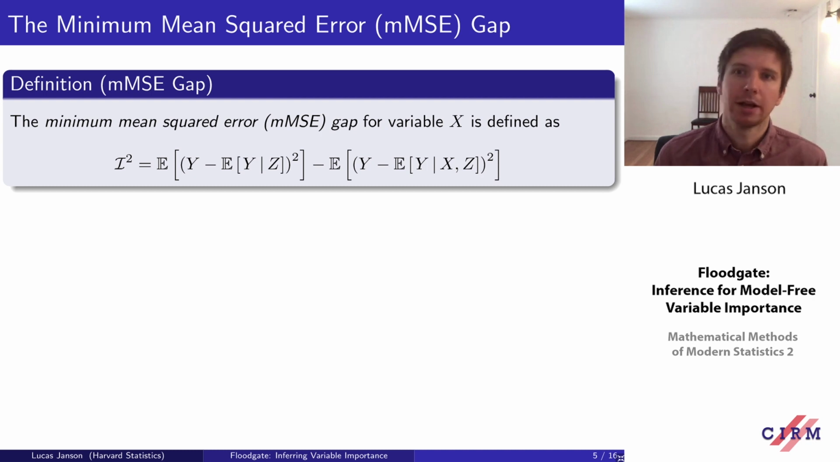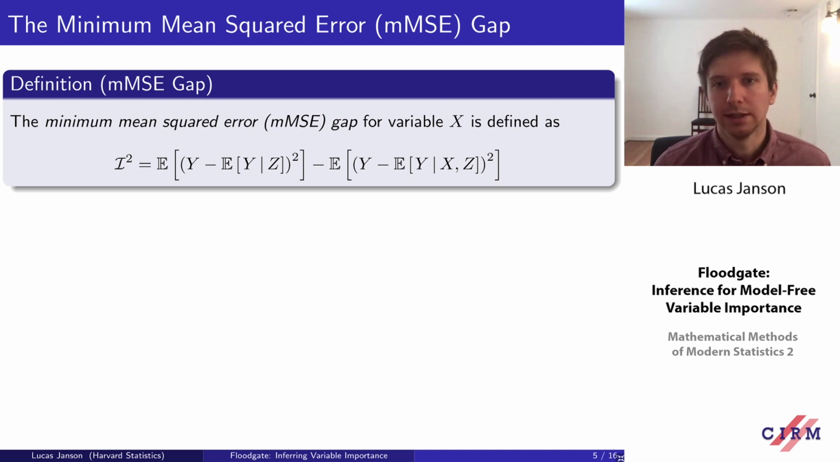The minimum mean squared error gap, or MMSE gap, is defined, I think, about as plainly as one can imagine. It's the difference of two terms. The first is the minimum mean squared error of estimating y just using z. And the second term is the minimum mean squared error, or achievable mean squared error, of estimating y given both x and z. By taking this difference, we're looking at the gap in the minimum mean squared error if you use z or if you use x and z. So how much does x add to being able to predict y?